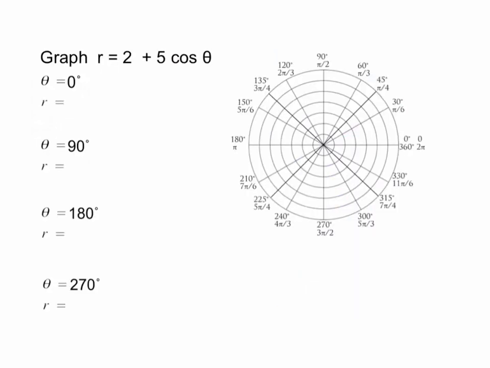So if we look at our first one here, we have 2 plus 5 times the cosine of theta. If we plug in those coordinates, I would have 2 plus 5 times the cosine of 0. The cosine of 0 is 1, and 5 times 1 is 5, so 2 plus 5 gives me 7. When I'm facing 0, I go out 1, 2, 3, 4, 5, 6, 7 steps and plot my point.